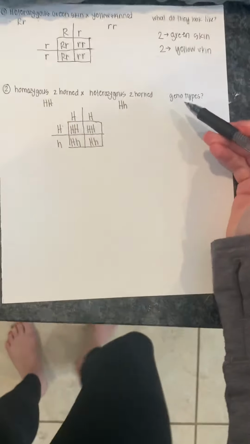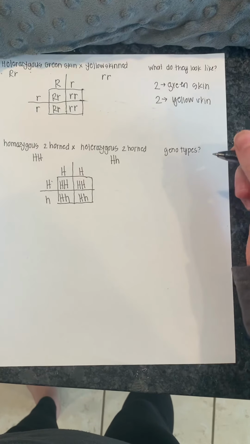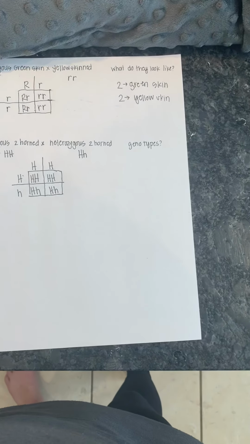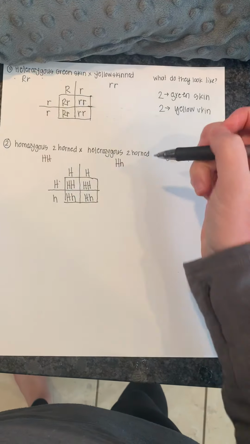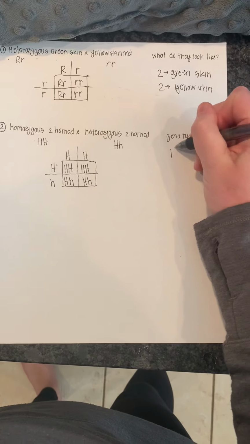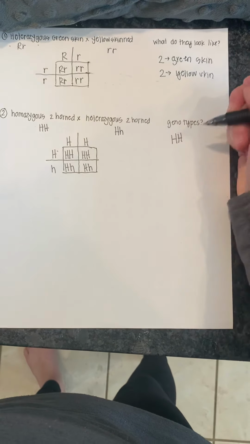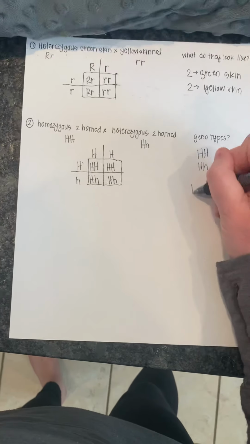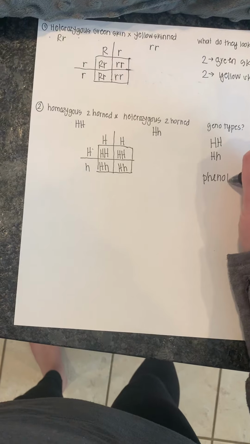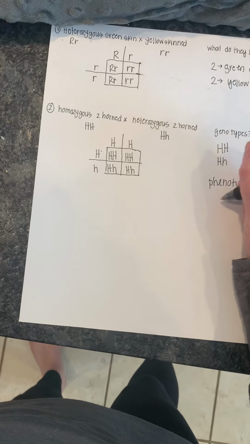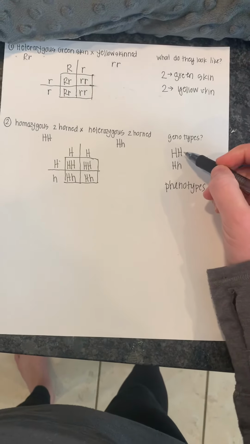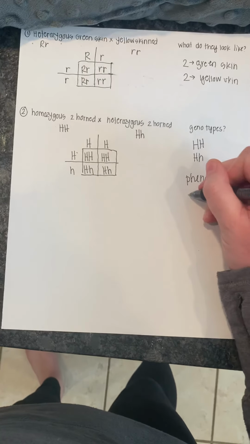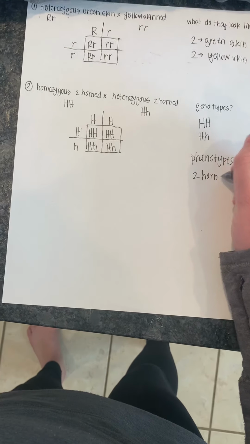So it asks me about my possible genotypes. Remember that the genotype is the letters. Phenotype describes what the letters mean. So for our genotype possibilities, I only have two: big H, and then big H, little h. Those are my two possible genotypes. If it wanted to know about the phenotypes, because big H is two-horned and big H, little h is two-horned, my only possibility is two horns.